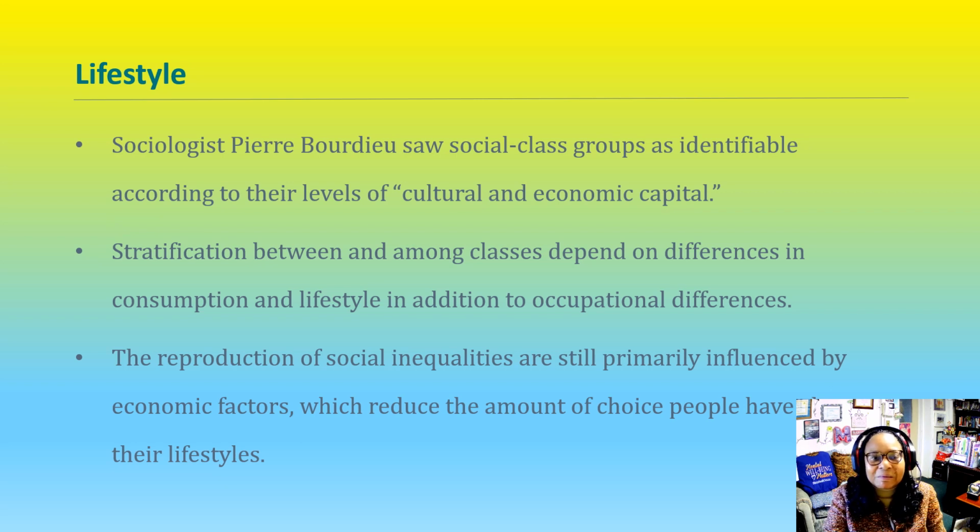Lifestyle. According to sociologist Pierre Bourdieu, social class groups are identifiable according to their levels of cultural and economic capital. Stratification amongst classes depends on differences in consumption and lifestyle, in addition to occupational differences. The reproduction of social inequalities is still primarily influenced by economic factors.